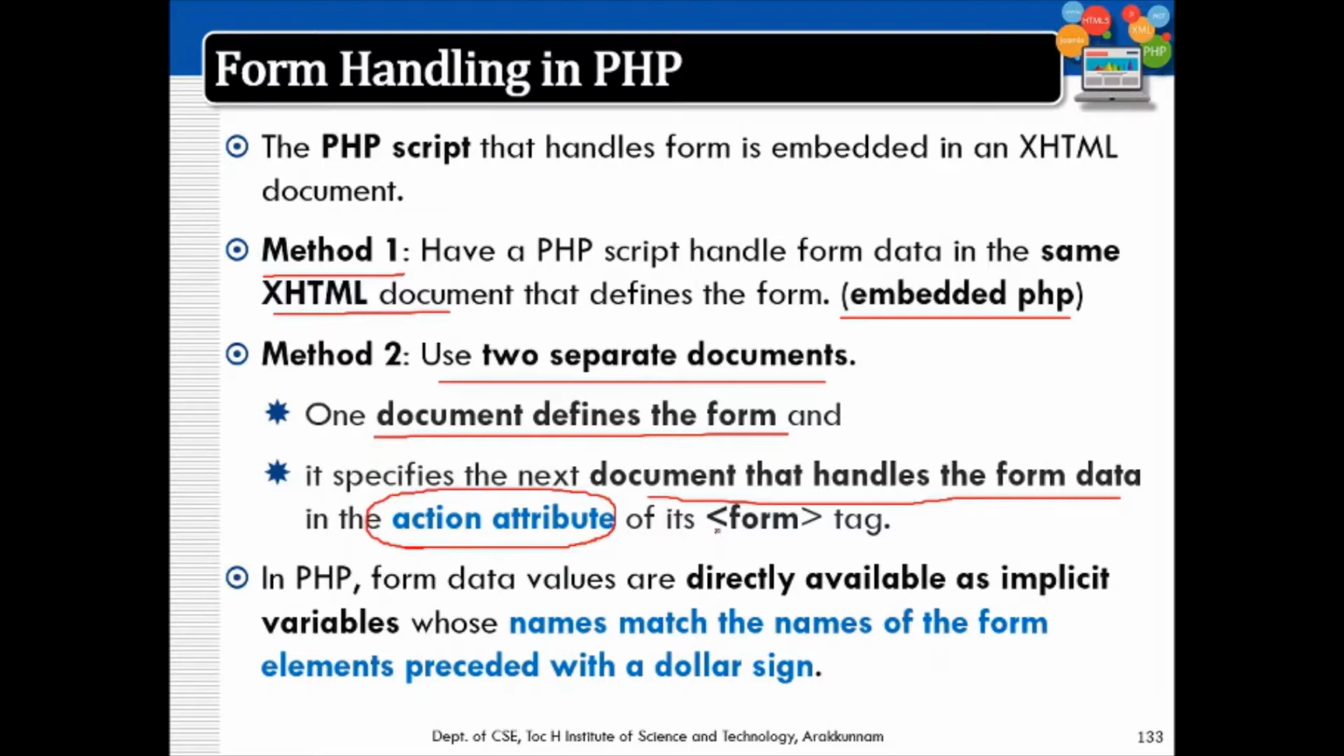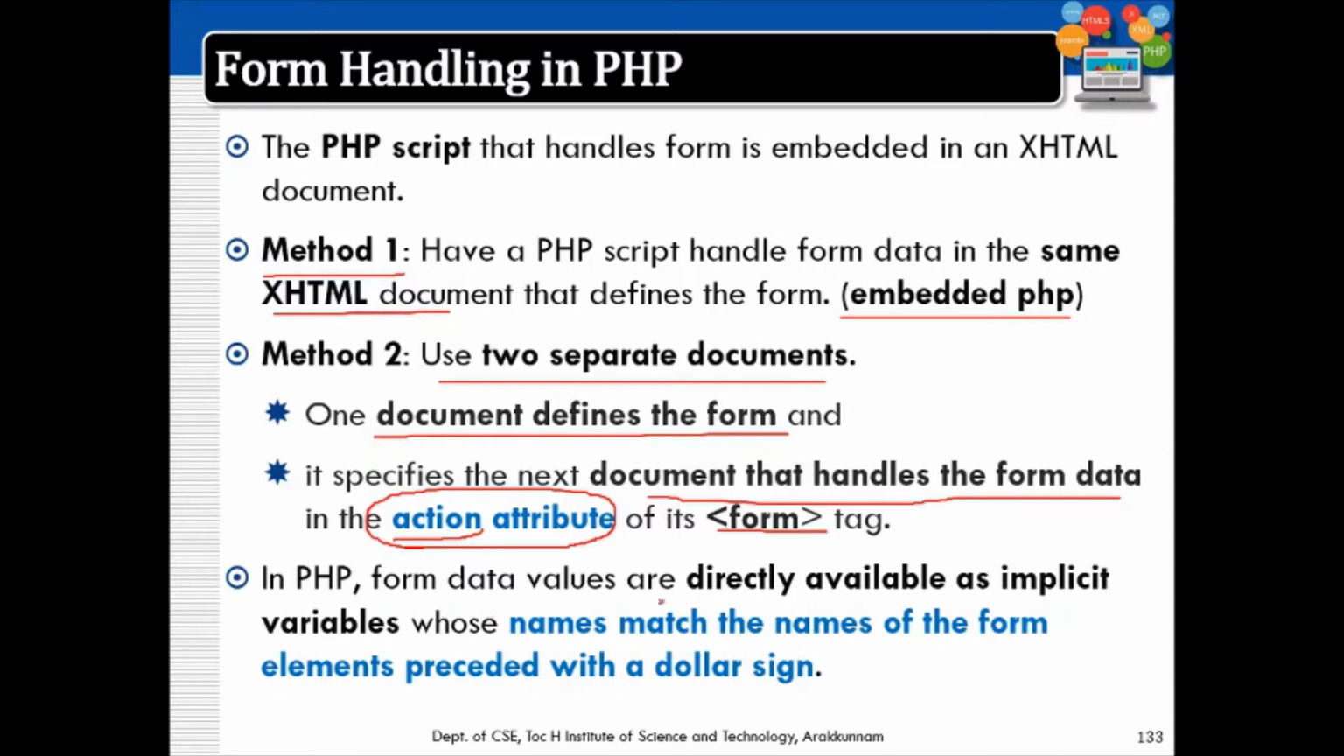Hope you remember the form tag. The tag has two attributes. One is the method. We have learned 5 different methods, out of which we most commonly use the get and post methods. Another attribute is the action attribute, and the action attribute specifies the name or path of the file which will handle this form once the submit button is clicked.